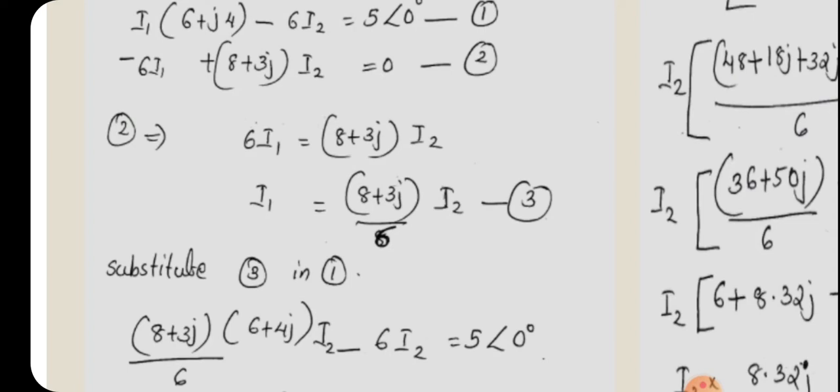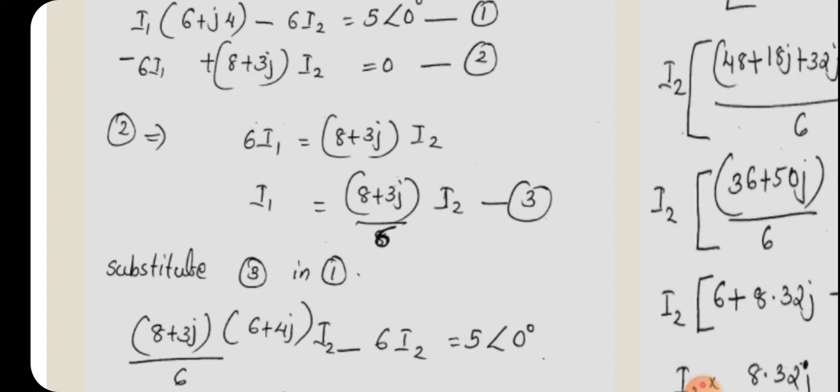6 I1 goes to the right side, so we will get 6 I1 equal to (8 plus 3j) into I2. I1 will be equal to (8 plus 3j) divided by 6 into I2. So I1 can be written in terms of I2. This is equation number 3, and we can substitute it in equation number 1, so that we can eliminate one unknown variable, I1.